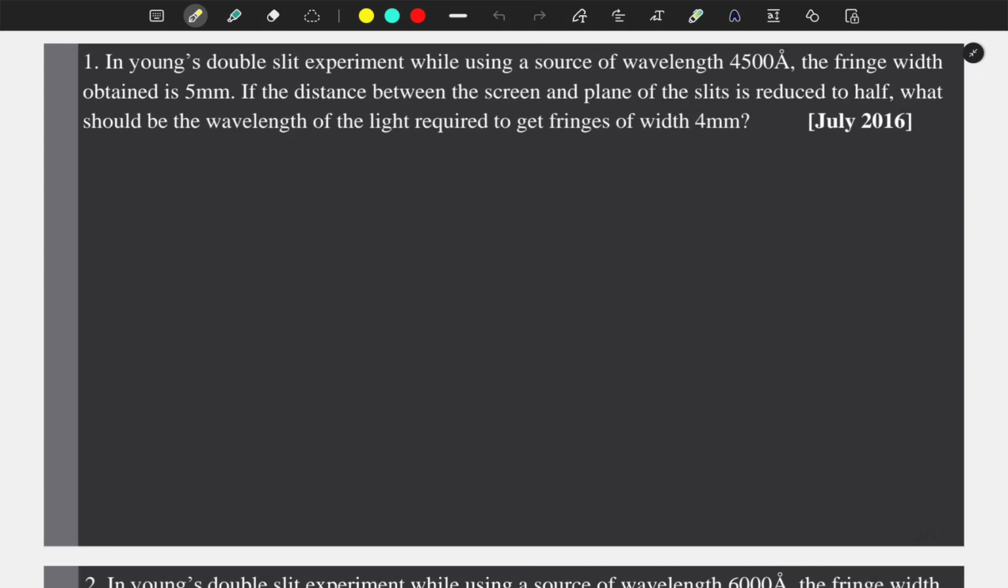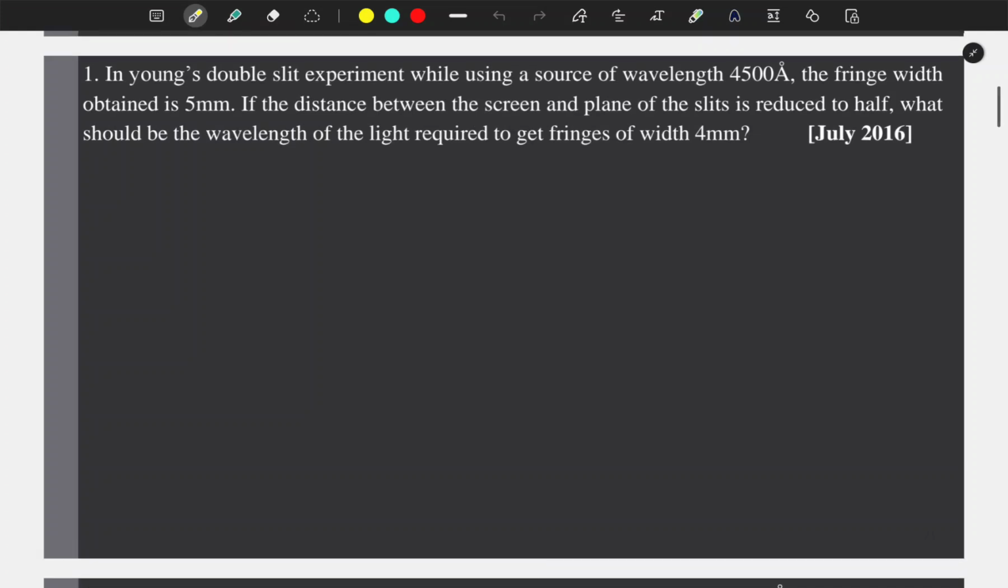So in this video I am going to solve a few numerical questions from the chapter Wave Optics. Let us start with this question: in Young's double slit experiment, while using a source of wavelength 4500 angstrom, the fringe width obtained is 5 millimeter. If the distance between the screen and the plane of the slits is reduced to half, what should be the wavelength of light required to get fringes of width 4 millimeter?